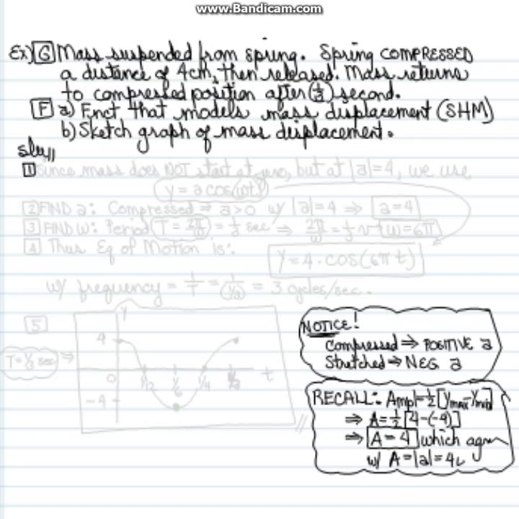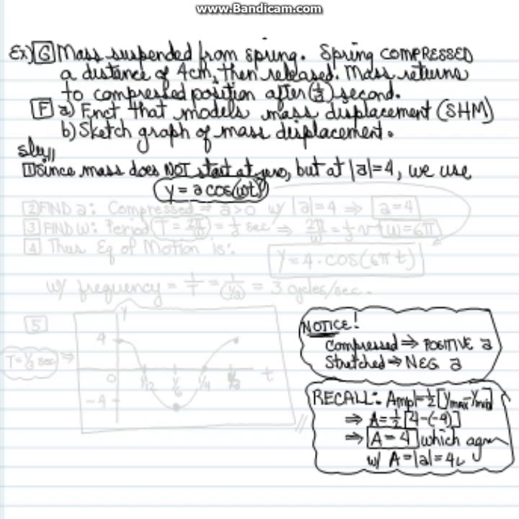Step 1, since the mass does not start at 0, we have to decide which of the two equations to use, the sine or the cosine version of the simple harmonic motion. Well, since it does not start at 0, but it starts at absolute value of A equals 4, we use the cosine version of the simple harmonic motion equation. y equals A times the cosine of omega times t.